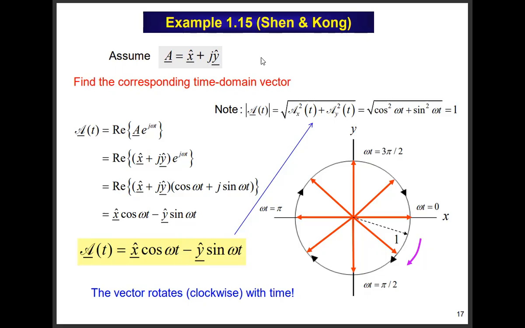Now, if I didn't have the j there, and it just said A is unit vector x plus unit vector y, then those two components would be in phase, and the electric field vector, or whatever this vector is, would just oscillate along a 45-degree line. But because of the j, because of 90 degrees out of phase, something interesting happens, and we get this rotation effect, as we'll see. Okay? All right. But anyway, that's the goal. Find the corresponding time domain vector.